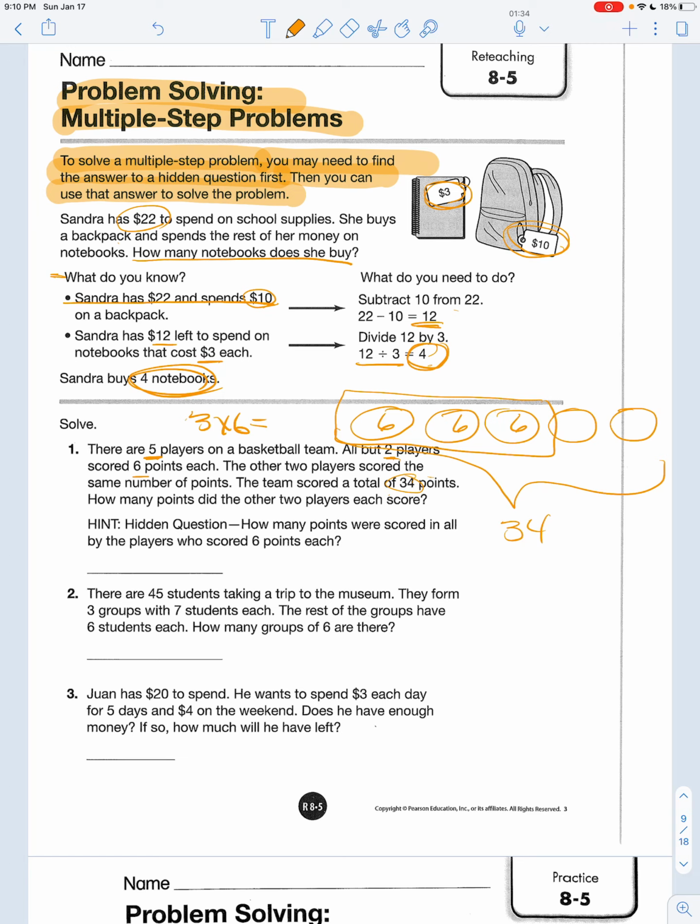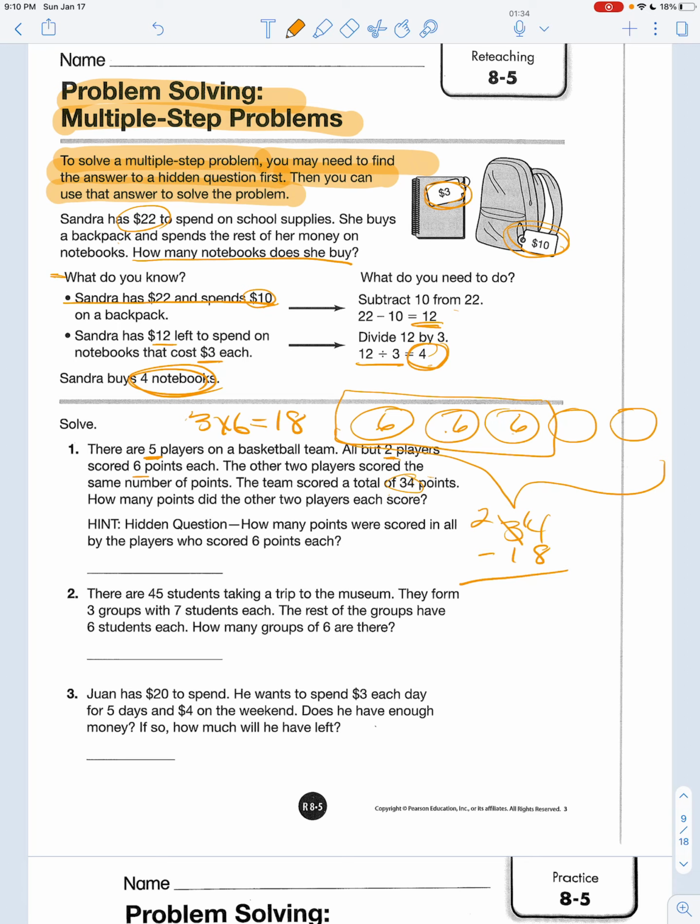Well, I could count by 6s. 6, 12, 18. Okay, so I know 18. And I know 34. So I'm going to subtract 18 from 34. I'm going to borrow. Make that a 14.